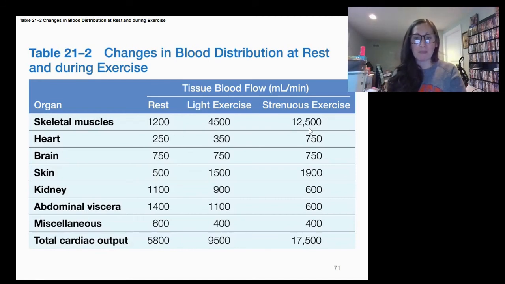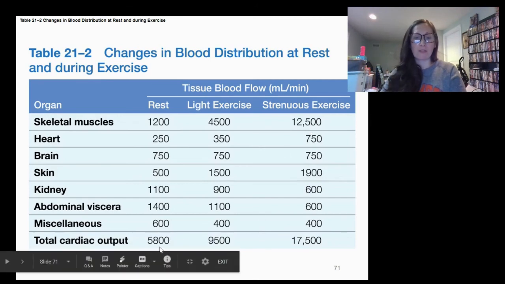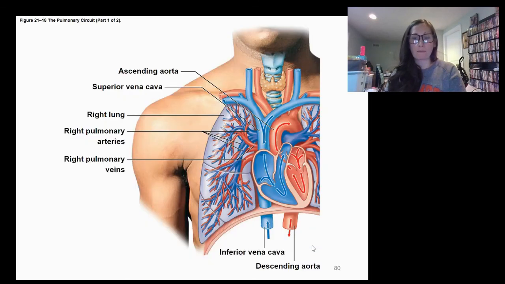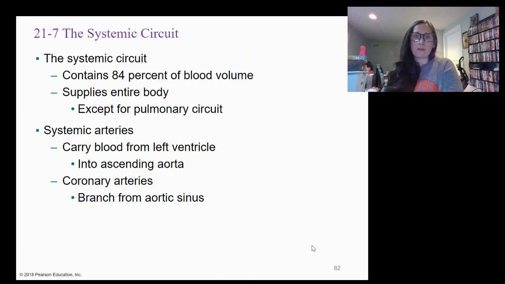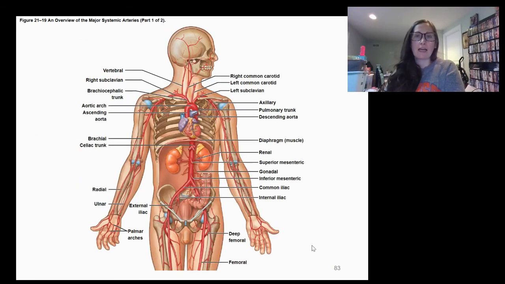So just keep in mind the changes in cardiac output, right? From a little under 6,000 milliliters to almost 17,000, 18,000 milliliters per minute, depending on the needs of the body during that exercise, okay? A couple of things here as we head into the last piece to talk about in this unit, which is taking a look at some arteries.